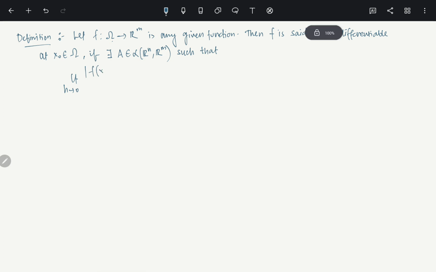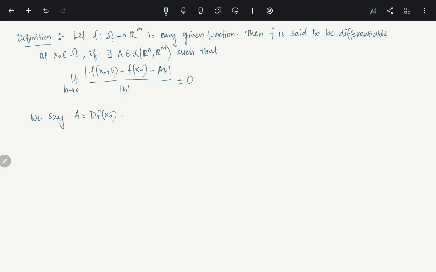f of x naught plus h minus f of x naught minus h by the norm of h. So please remember, this has to be 0, this has to be 0. Okay, and so basically we say that a is nothing but the derivative of f at the point x naught. This is the notation which we use. A is basically df x naught. This is how we put it together.